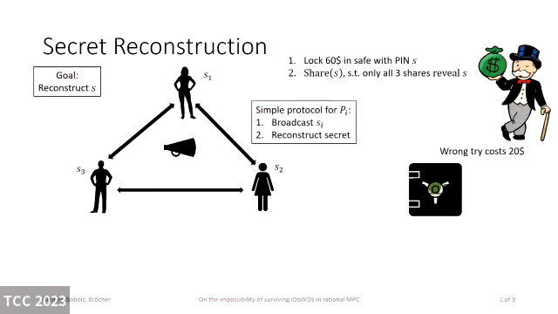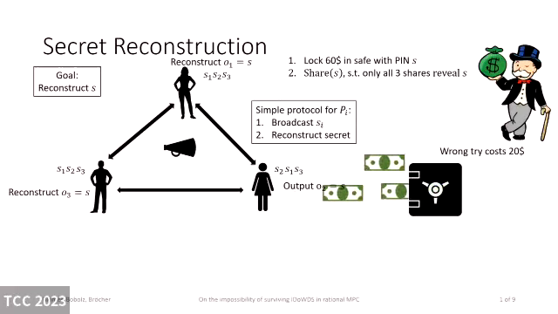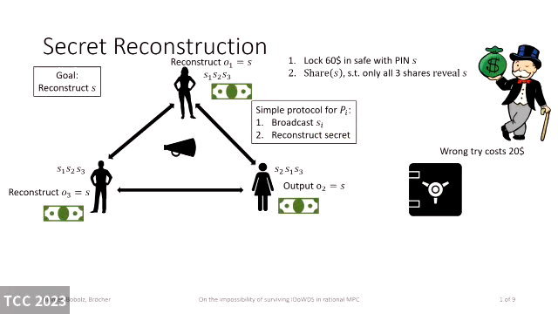Okay, now consider the following simple protocol for this. Just broadcast your share and then reconstruct the secret, right? So this works. At the very end, everyone has every share, everyone can reconstruct the secret, everyone can open the safe and gets the money fairly. Okay, so far so good.